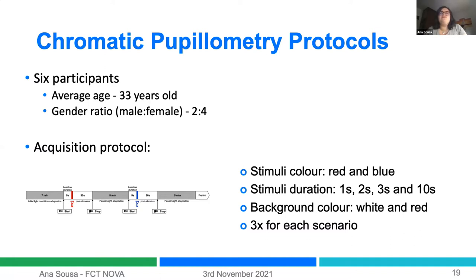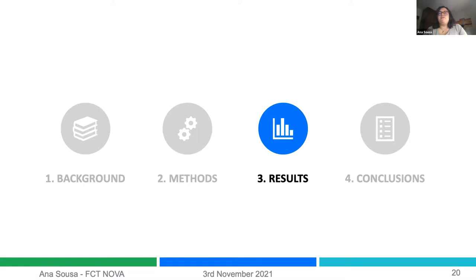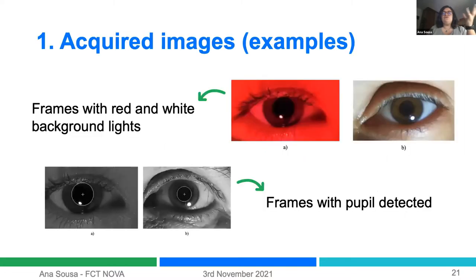We are trying to find a way to activate those cells. So this is why we did different testing, and we did 3 times for each scenario. So, okay, I think things will be more comprehensible in the results. So first, just to show some examples of the quality of the images that we are getting.